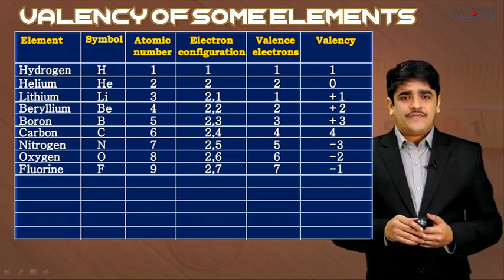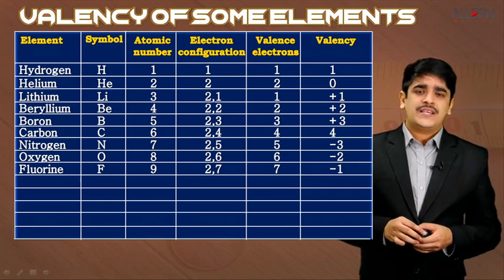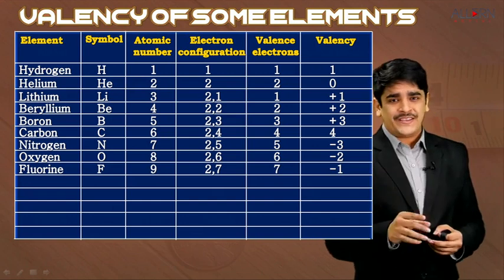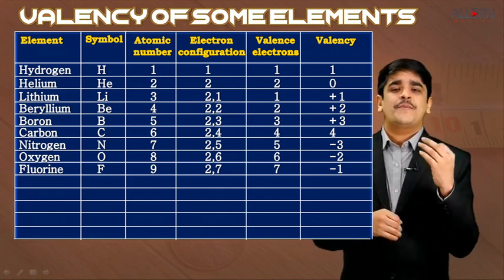Fluorine, F, atomic number 9, configuration 2, 7, has 7 valence electrons. 2, 7 wants to become 2, 8, requires a single valence electron for that, gains it, becomes -1.